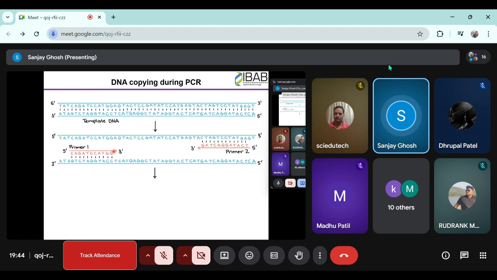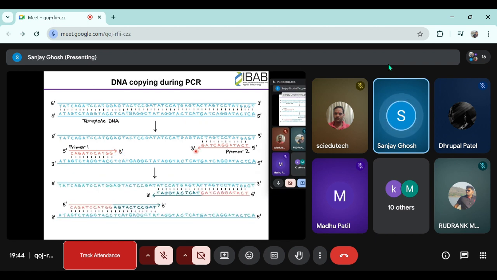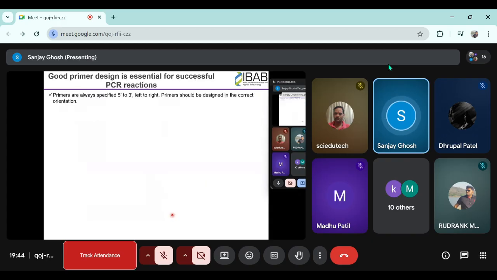case. Now, since the 3' ends face each other, the DNA polymerase will simply bind to the 3' end and will simply extend based on the template till the very end. So that is how you will get from a single double-stranded DNA to 2 DNA strands, following the principles of DNA replication. So now, how do you design primers, right?